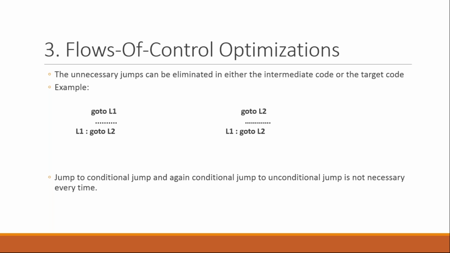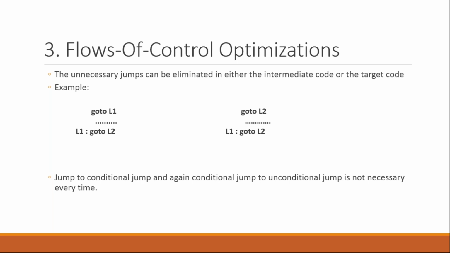So let's explain with an example: go to L1, some code is there, and L1 is go to L2. So instead of go to L1, if I directly go to L2, then I can reach my output with efficient code. Why?